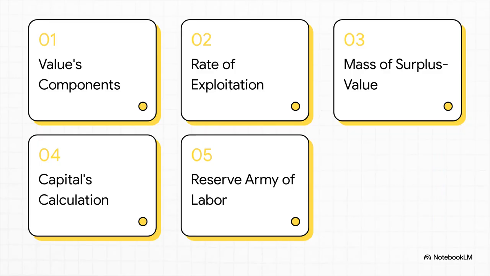We're going to build this model piece by piece. First, we'll quickly recap the basic components of a commodity's value. From there, we'll make a really crucial distinction between the rate of surplus value and the mass of it. Then, to make it all concrete, we'll walk through a numerical example that Marx himself lays out. And finally, we'll see how this whole process leads to what he famously called the reserve army of labor.